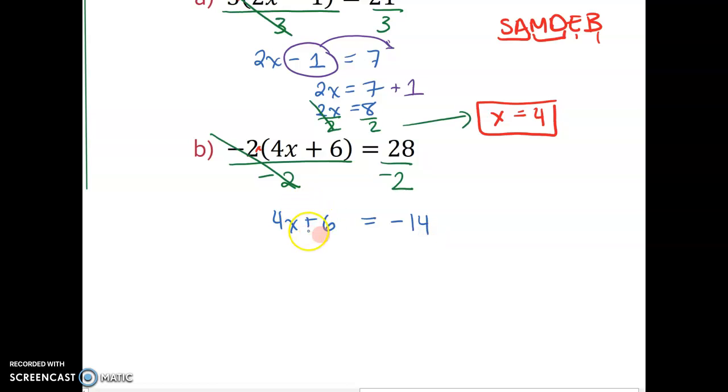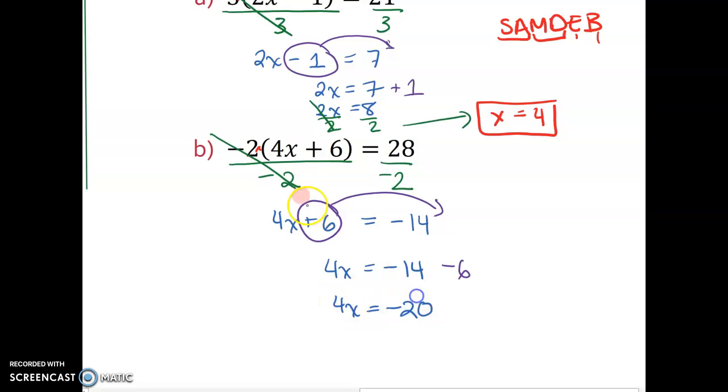Now, I need to get rid of this plus 6. I don't know, you can call it like the tag or something on your present. Move that to the other side. So that positive 6 becomes a negative 6, or imagine taking it away. I have 4x is equal to negative 14 minus 6. So I have 4x is equal to negative 20.